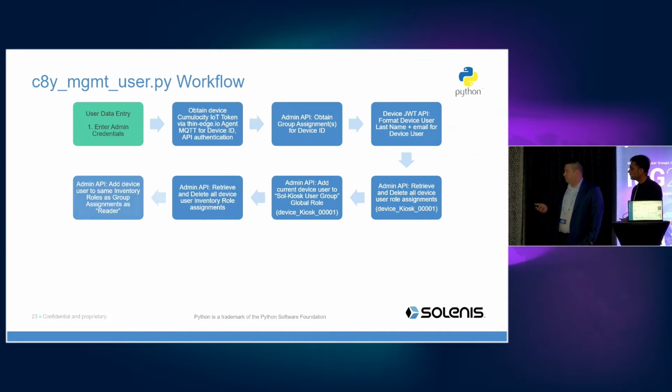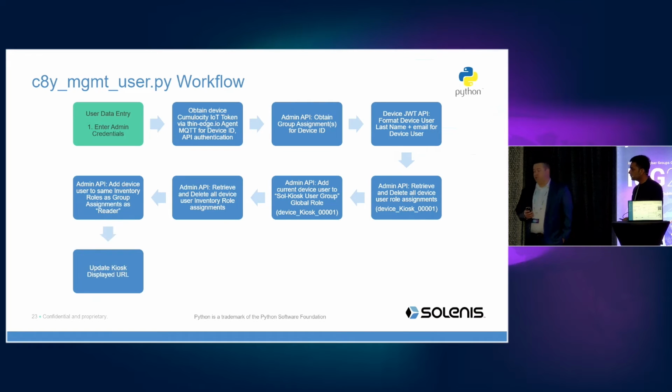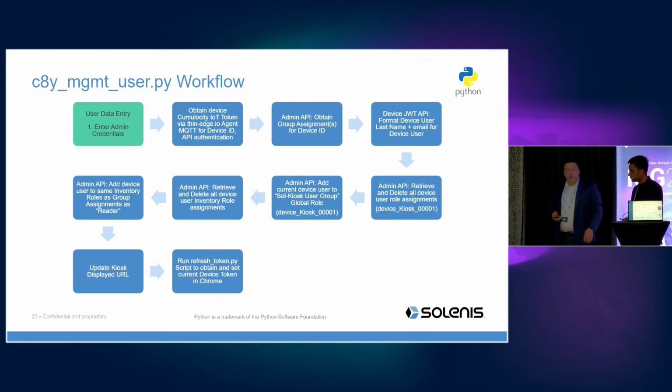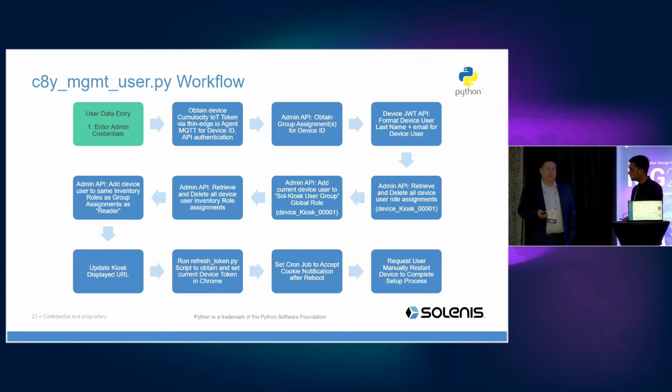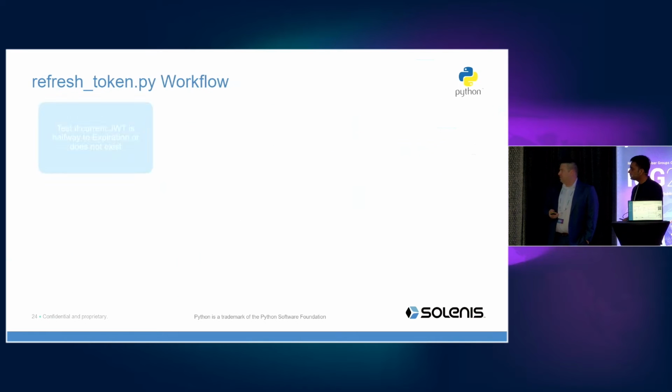Then we go through and we delete the inventory role assignments, add it back to that as a reader. So now, again, its visibility is limited just to what group it is assigned to. Update the kiosk URL that's displayed on there. Do one last refresh to obtain the latest JWT. And then we set a cron job to run and accept that cookie notification at the end so that we don't have that pop up. And request that the user manually restart the device. We'll show a live demo on this in just a second.